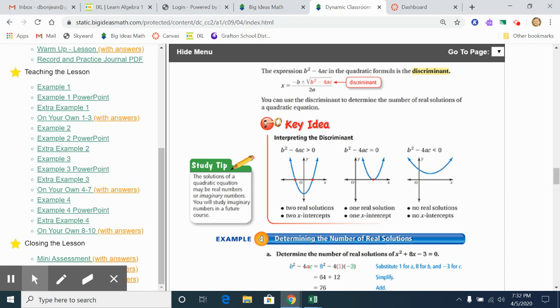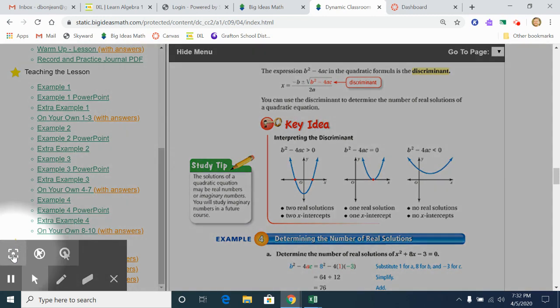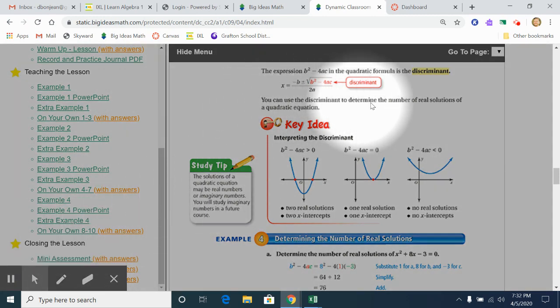First thing I want us to do, get a notebook out, pencil, calculator. Let's write down our learning target. Our learning target is this sentence right here, except you're going to put that I can use the discriminant to determine the number of real solutions of a quadratic equation. So I can use the discriminant to determine the number of real solutions of a quadratic equation.